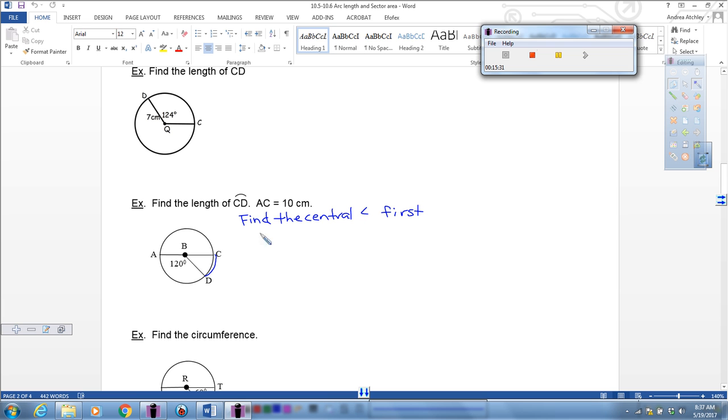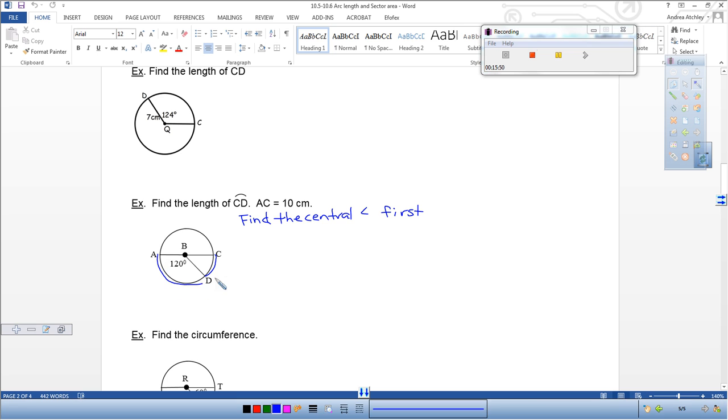Well, I want to find the central angle before I go into my formula. Okay, so this is the diameter because it goes to the center. This part is 180, right? If I subtract 180 minus 120, then I'll get the central angle. Angle DBC is equal to 60 degrees. This is my central angle here.